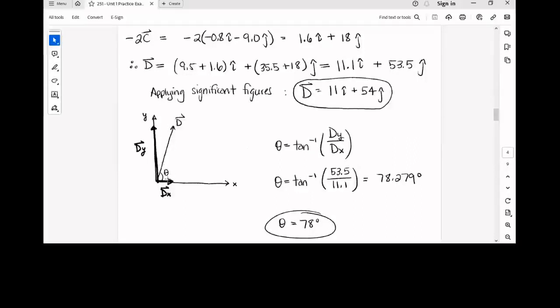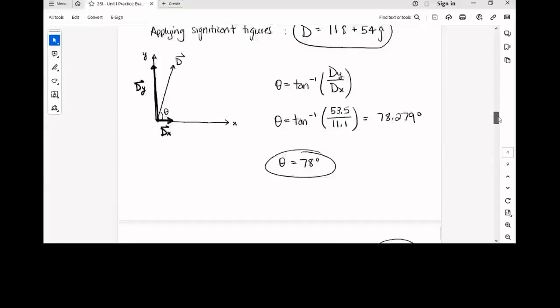And we are asked to express the angle with respect to positive x. So I'm going to call this angle theta. And then I can use an inverse tangent to figure out what theta is. So the inverse tangent of 53.5, which is my unrounded value, over 11.1, which is the other unrounded value. And you get an angle of 78.279 degrees. And applying sig figs, you would have 78 degrees for that angle.